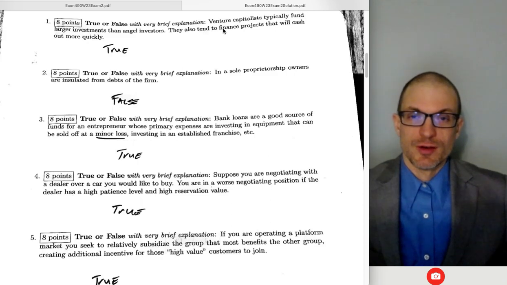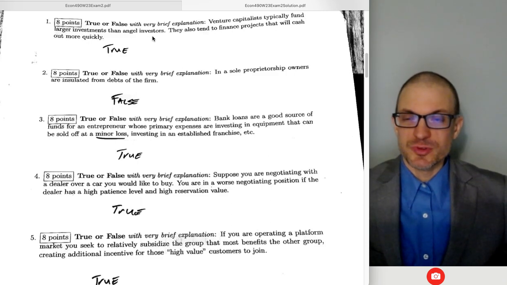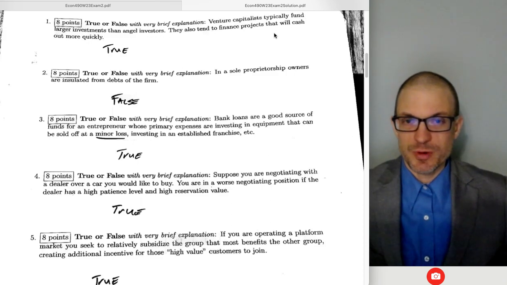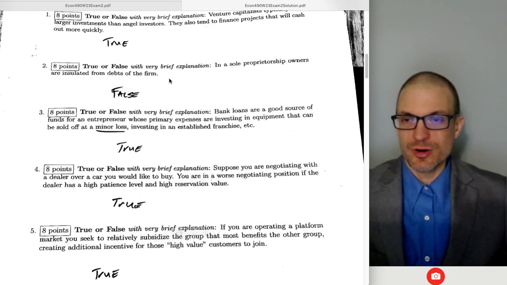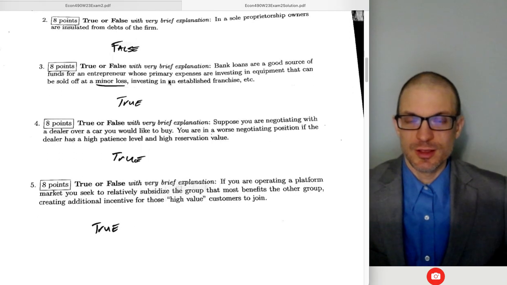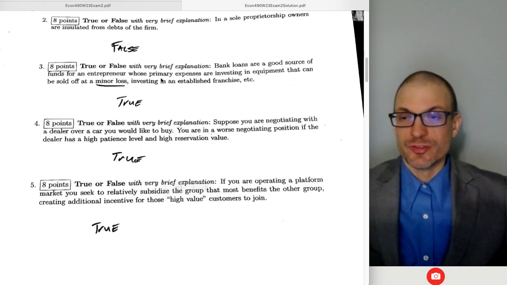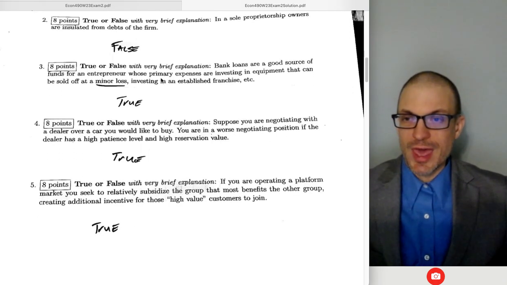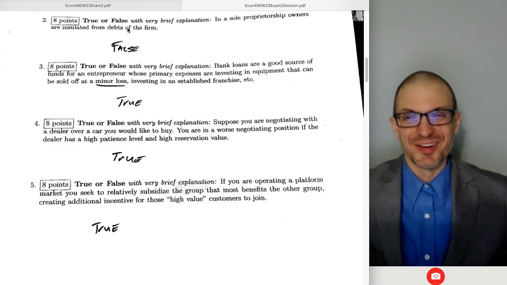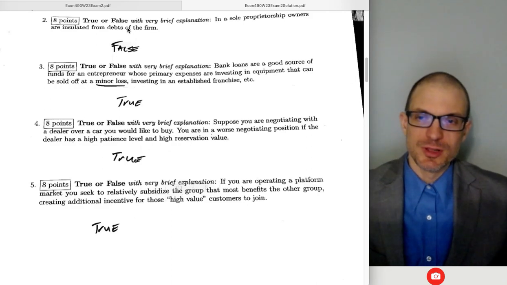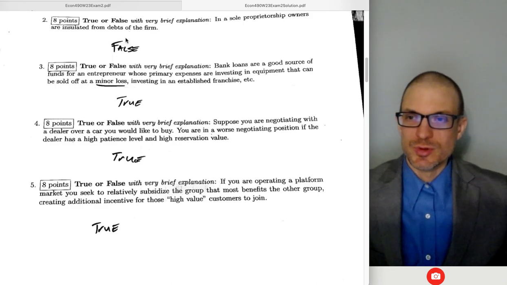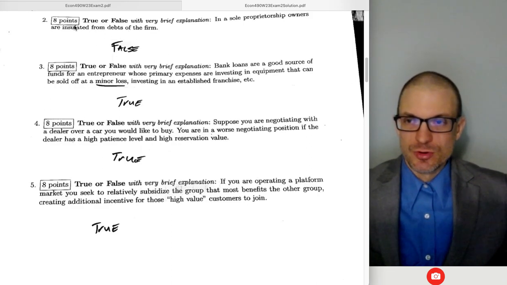All right, VCs typically fund larger investments than angel investors. They tend to finance projects that will cash out more quickly. True, yeah, they're looking for a high rate of return and they want a clearly defined plan for how they're going to get their funds out. So they want to know what the exit is going to look like. And they want it to be sooner than an angel investor, who might be a little bit more hobby related.